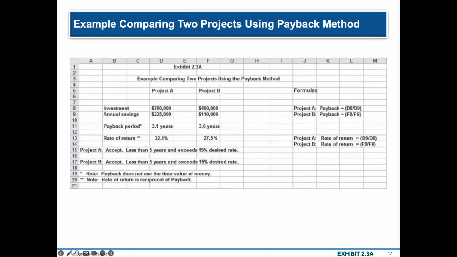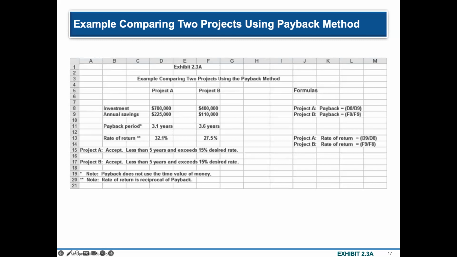So, Project B, on the other hand, requires an investment of 400,000. And with the 400,000 in investments, you get annual savings of 110K. So when you divide 400K by 110,000, you get a payback period of 3.6 years.